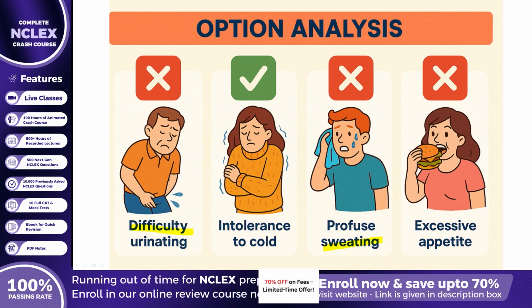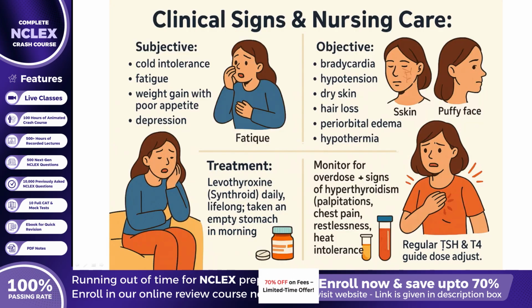Finally, with option 4, excessive appetite, this is also incorrect. A strong appetite is typical of hyperthyroidism due to elevated metabolic demand. But in hypothyroidism, metabolism slows, leading instead to reduced appetite, weight gain, lethargy, and constipation. Clients with myxedema gain weight not because of overeating, but because of sluggish metabolism and fluid retention.